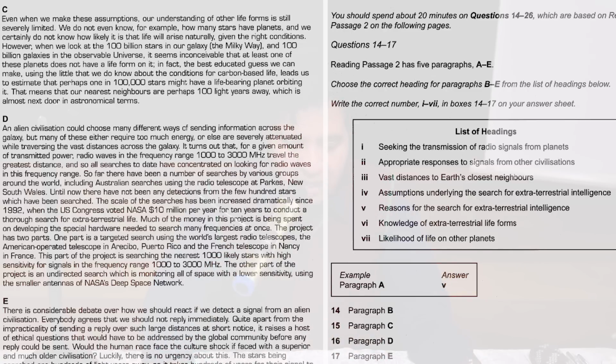Now, let's do paragraph E, that's the last paragraph. Just read the first 2 lines. There is considerable debate over how we should react. React means answer. How we should answer if we detect a signal from an alien civilization. Just read this line and tell me, where will it go? How to react means how to answer. How to answer means the response, how to respond. So it's heading number 2, second heading.